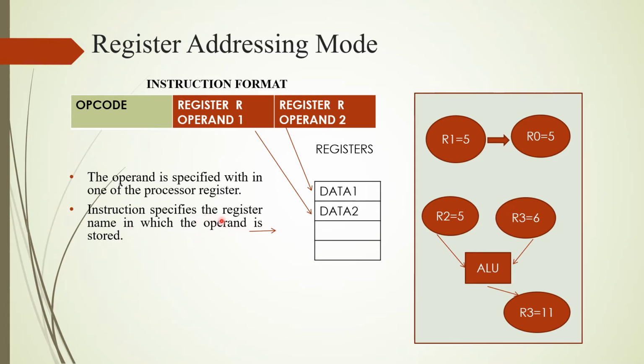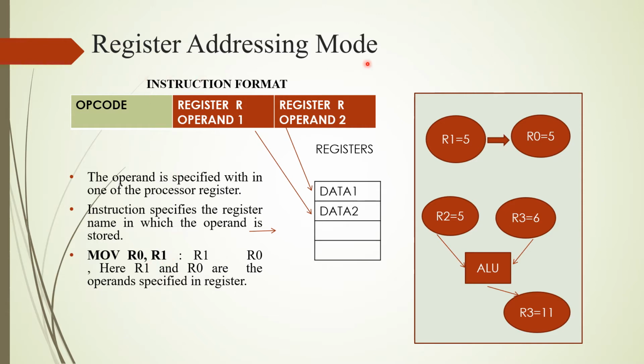The instruction specifies the register name in which the operand is stored. The instruction will include a register name, either R0, R1, R2, A, B, depending upon the type of the processor. So this instruction specifies the register name in which the operand is stored. I have taken an example of MOVE R0, R1. Here R0 is a register, R1 is a register. The entire instruction comes under the register addressing mode.